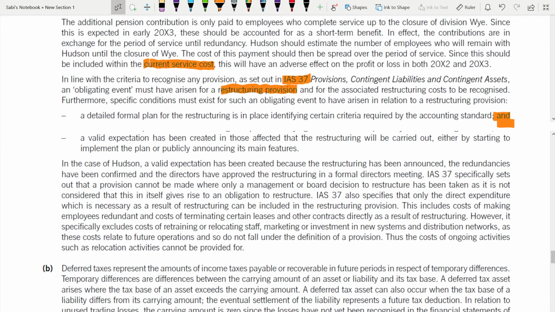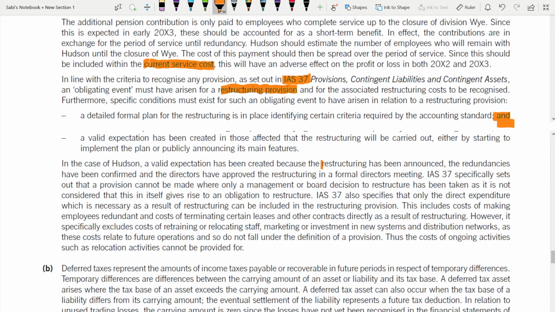So in the case of the company, is a valid expectation created or not? You tell me. First you have to understand this. Is it created? From the case study, what do you think? I think it has been created. Why? Because they have told it in the directors meeting, right? A formal directors meeting has been held there, and a confirmation has been given. The approval has been given by the directors for the restructuring to go ahead. So a valid expectation has been created because the restructuring has been announced.